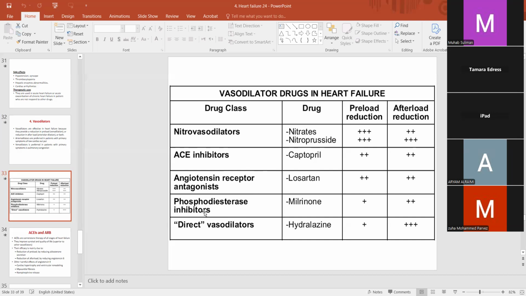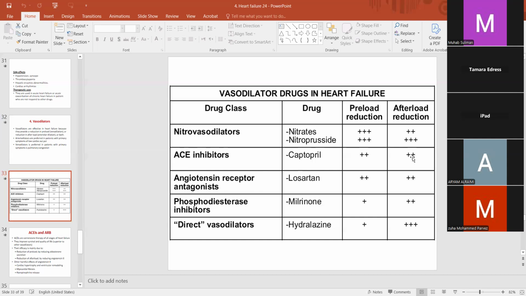We also said the phosphodiesterase inhibitors, like milrinone, can also cause vasodilation, and we have hydralazine and nitroprusside. Both these drugs could be used as an alternative, and they were found to decrease the mortality in patients with heart failure if we can't use the ACE inhibitors or angiotensin receptor blockers.